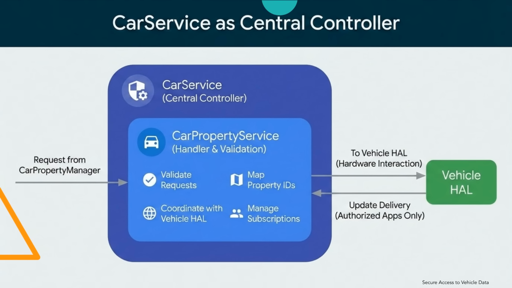Inside the framework, Car Service acts as the central controller. Within Car Service, Car Property Service handles vehicle property operations. When a request arrives from Car Property Manager, it is routed to Car Property Service. Car Property Service is responsible for validating requests, mapping property IDs, and coordinating with vehicle HAL. It also manages subscription registrations and ensures that updates are delivered only to authorized applications. This layer design ensures that application logic is separated from hardware interaction, and all access passes through controlled framework boundaries.